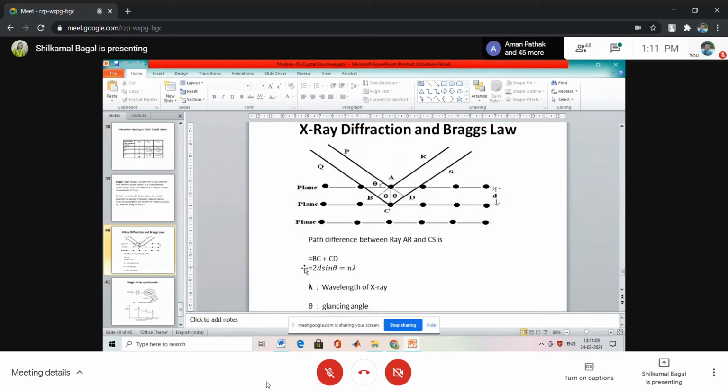And you should have a clear idea about what d is, what theta is, what lambda is. I think some students are waiting. Want to admit? You can see.